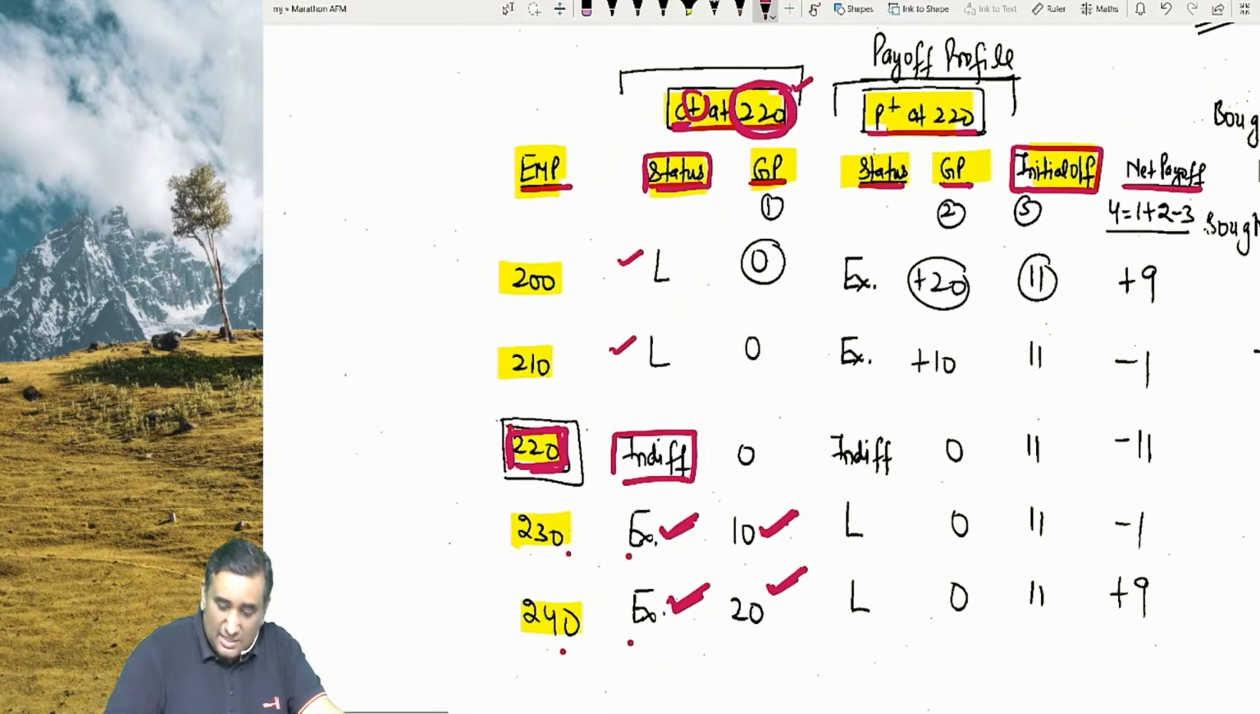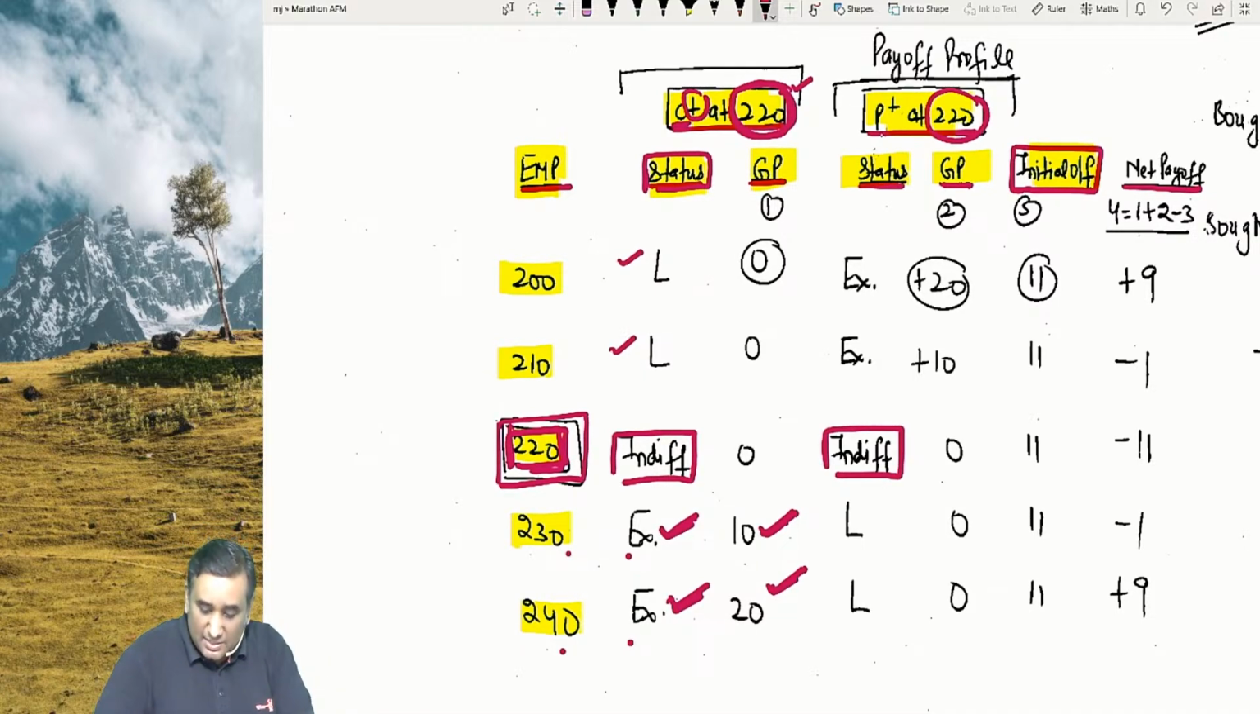Then second, I see the 220 again. I highlight 220 again. At 220 it would be indifferent. Then I see whether it's a put or call, not holder or writer, only P or C. It's a put. Put option would be exercised when price falls. Exercise, exercise, lapse, lapse. Then third I check whether it's holder or writer. If it's a holder, it will be a profit. In holder it will be a profit, and if writer was there it would be a loss.